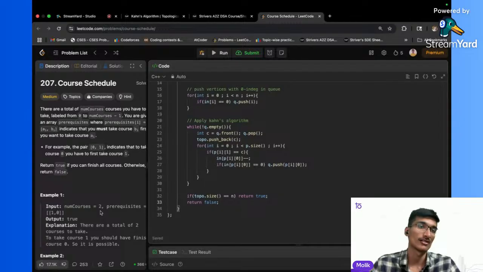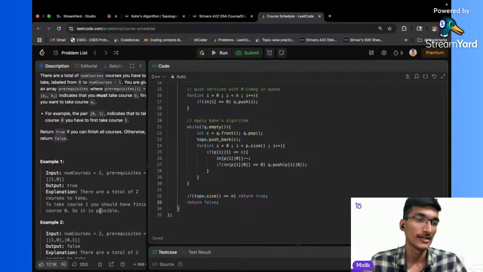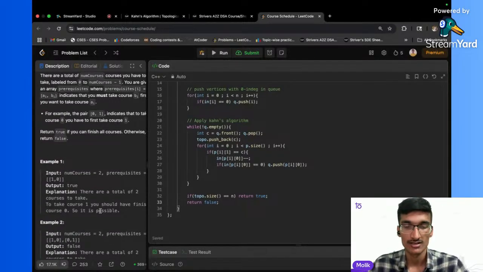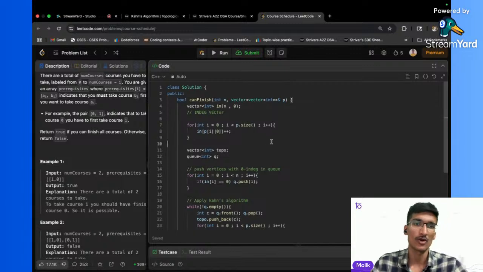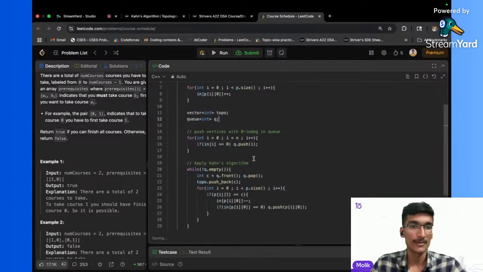So the problem was that you need to tell if there will be a valid topological sort or not, right? This is a simple problem of just how to apply Kahn's algorithm.